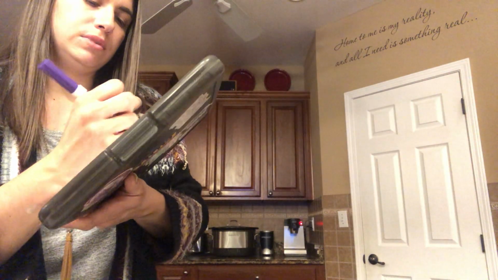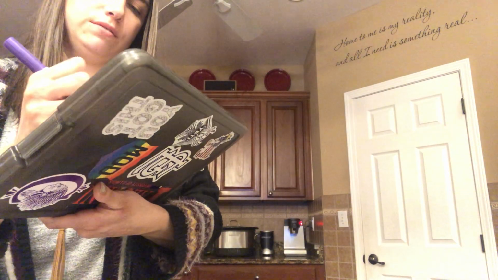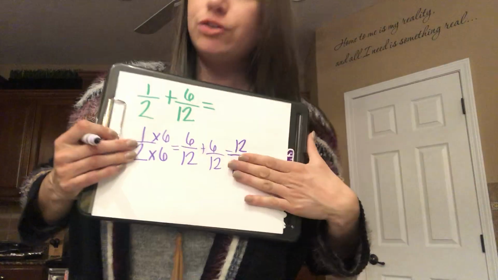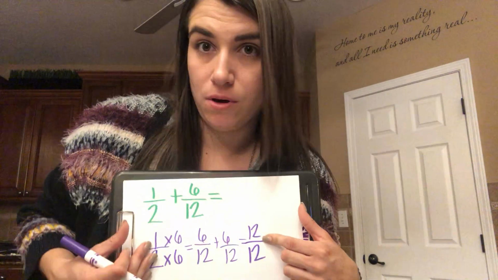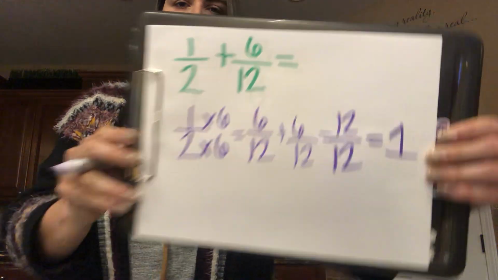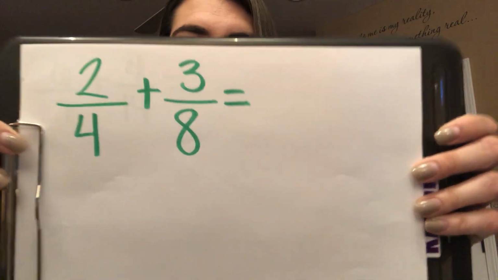So now I have 6/12 plus 6/12, which I know is going to be 12/12, because 6 plus 6 is 12. The denominator stays the same. And we know, just like we just talked about, 12/12 equals 1. So my answer is 1. 1 whole. Awesome. All right, your next one is 2/4 plus 3/8.